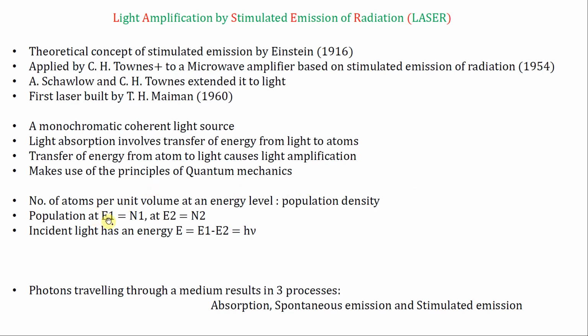So for an energy level E1, I will say the population as N1, and for an energy level E2, the population is N2. And the incident light is going to have an energy which is equal to the difference between energy levels E1 and E2. So the energy of the incident photon hν should be equal to the energy difference between levels 1 and 2. Now basically photons traveling through a medium can result in three types of processes. First is absorption, then spontaneous emission, and then stimulated emission. Let's look into these one by one.